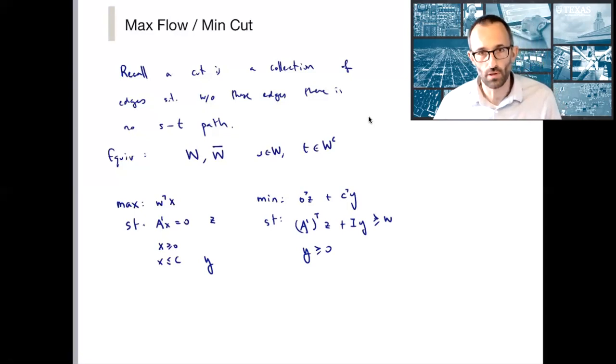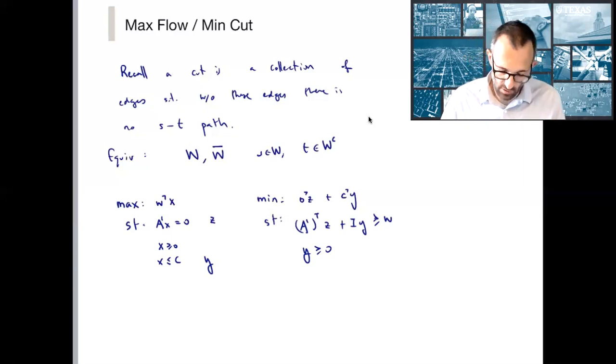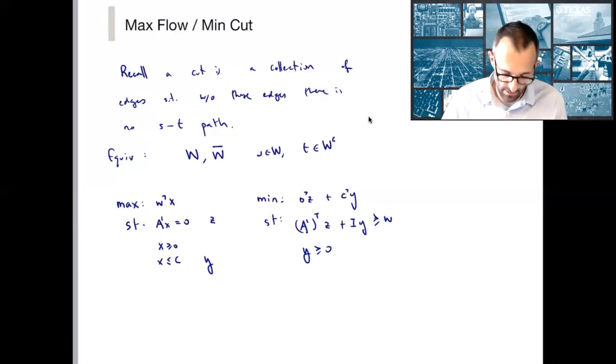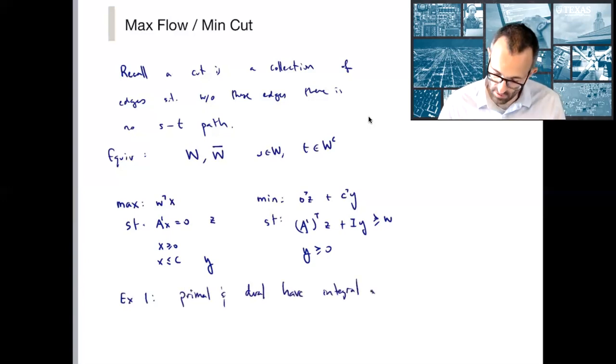Now we know, so what is the first observation here? The first observation is to show that both of these are integral. So again, we know that there's a totally unimodular matrix, but it's again important just to make sure we know exactly why. So I'll just write exercise 1. Primal and dual have not just integral values, but integral solution for any B and C integral.